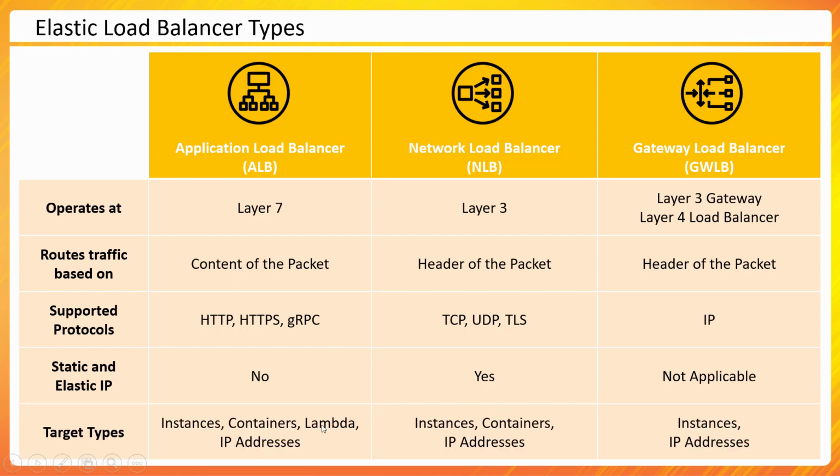Then last point here, target types. Application load balancer supports instances, containers, Lambda, IP addresses. Network load balancer, apart from Lambda, everything, but for gateway load balancer I would be able to use instances and IP addresses. So I hope this thing is clear. Now container support is also there. We have added Kubernetes support, but I was not 100% sure. That's why I haven't added it. But container support is also there with gateway load balancers. So I hope this thing is clear and you have a better idea on how all these three types of load balancers are there.